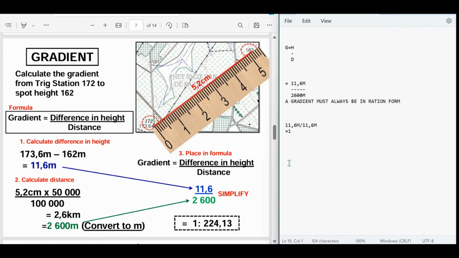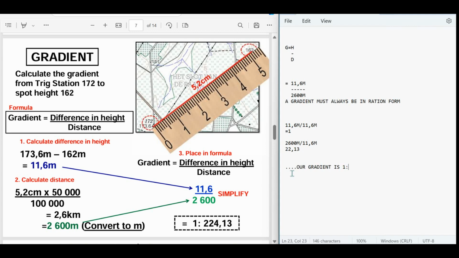And the very same thing that we did with dividing height by height, height must divide both sides. It means that we are also going to have 2,600 meters divided by 11.6 meters, which gives us 224.13, and therefore our gradient is 1:2. We take the 1 of the height, because at the end of the day gradient must always be in a ratio form.